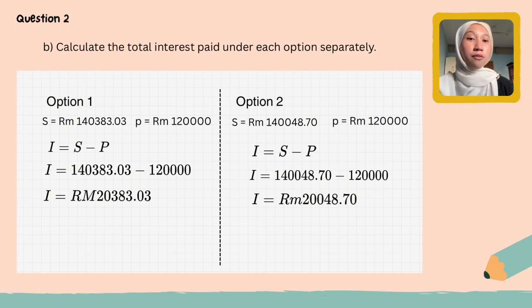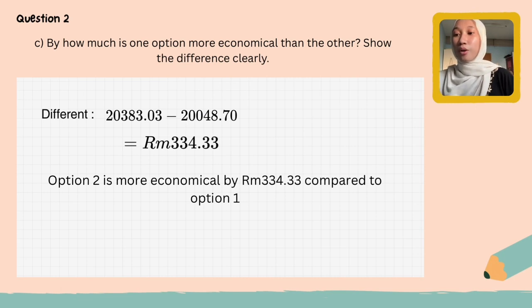B. Calculate the total interest paid under each option separately. So the question is asking about finding the interest. S we got from the answer to question A, and P is from the question, and we substitute into the formula. So I equals 140,383.03 minus 120,000. I for option 1 is RM20,383.03. Option 2 is the same as option 1. I equals 140,048.70 minus 120,000. So I for option 2 is RM20,048.17.